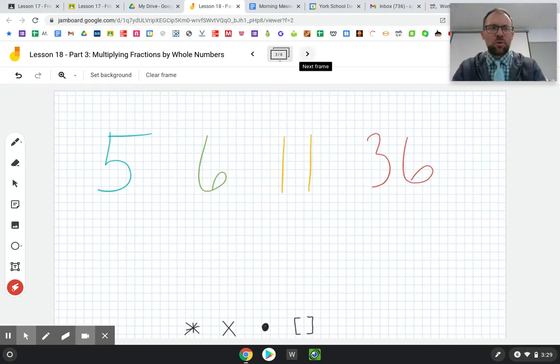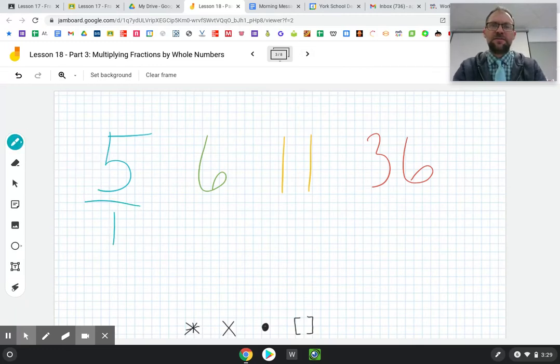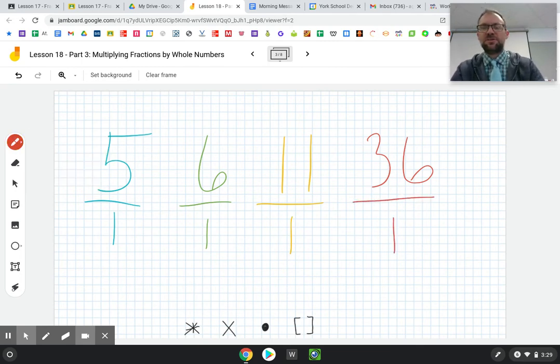Other examples, we could turn 5 into 5 ones. That's the same number as 5. The whole number 6 can be turned into 6 ones. The whole number 11 can be turned into 11 ones. And the whole number 36 could be turned into 36 ones, simply by writing a fraction bar underneath and then a 1. These fractions mean the same thing as their whole number counterparts.